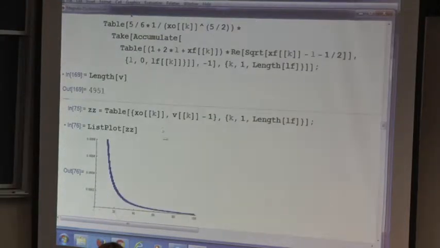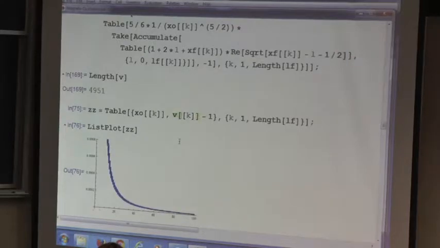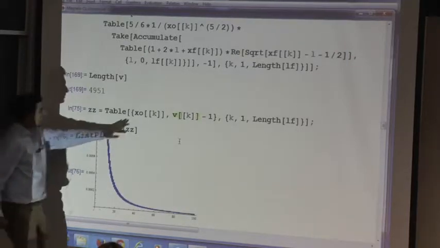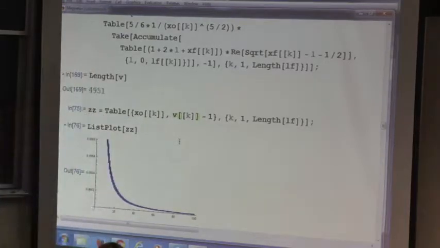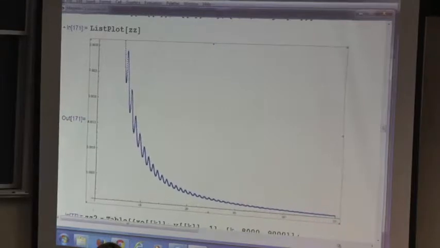Now what I do is I make a table between my x naught and my w's. My w I'm defining as v minus 1. So this is zz. Now I can plot this. This is my graph. This shows the change in energy upon the application of a magnetic field, whenever I have free electrons inside a magnetic field that is applied perpendicular to the plane of the electrons. This represents the cyclotron motion, the Landau quantized levels of those electrons.